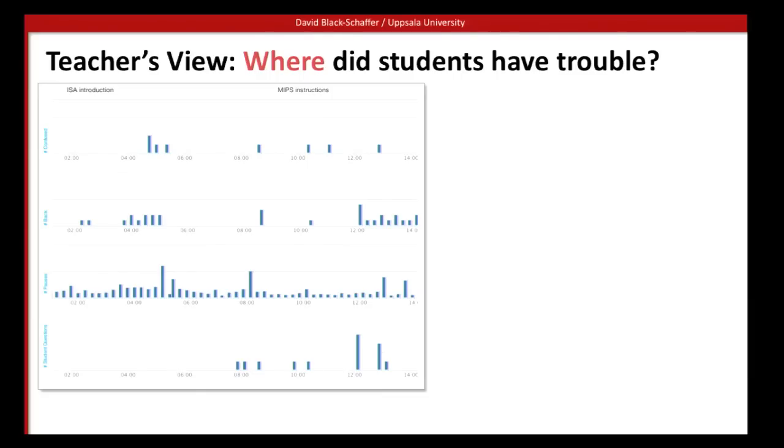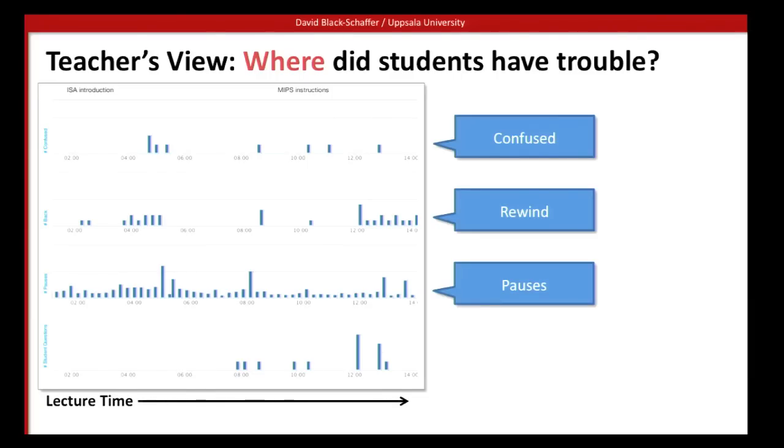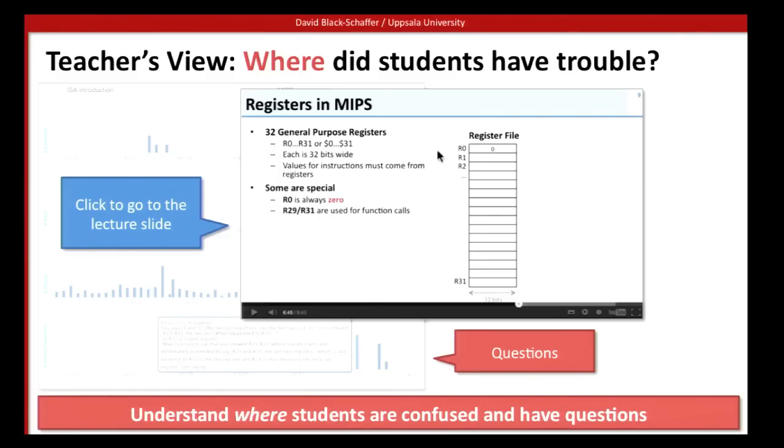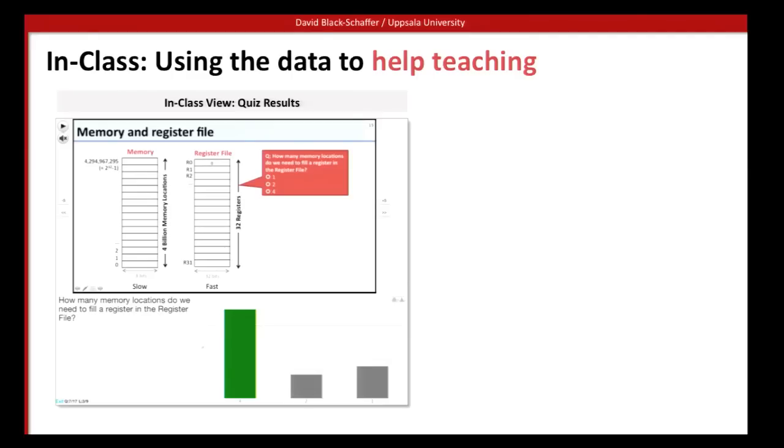We also have this view that shows you where students had trouble. You can see during the time in the lecture where they're confused, where they rewound the video, where there were pauses. We can see where they asked questions, and we can go in and see directly in the video where those questions were asked to understand the context of those questions. It allows us to understand where problems are in the lecture, which allows us to improve the lecture. So this is a key thing if we want to improve our qualities. We have to understand what we need to do better.